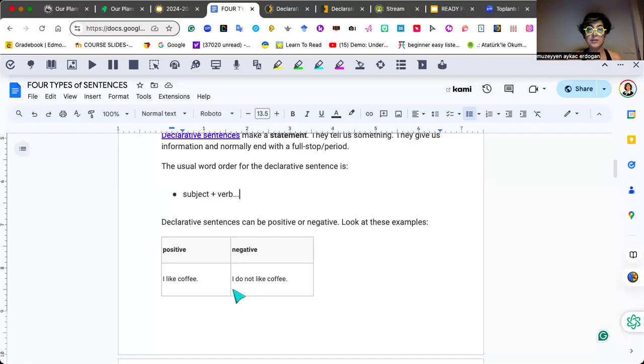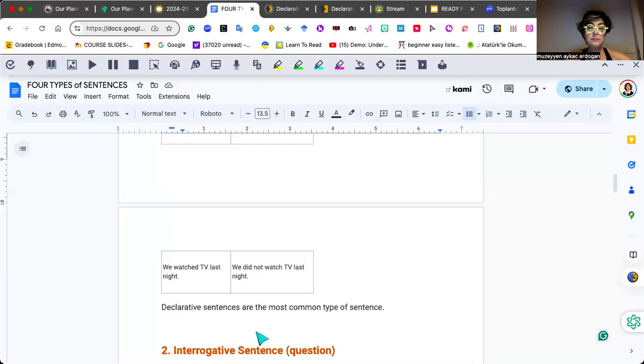Okay, so we have another one. We watched TV last night. So the subject of this sentence is we. Watch is the main verb of this sentence. And TV is the object. Last night is the time adverb. Okay, here the sentence is in simple past. Since this sentence is in simple past, we use did as the helping or auxiliary verb for simple past tense.